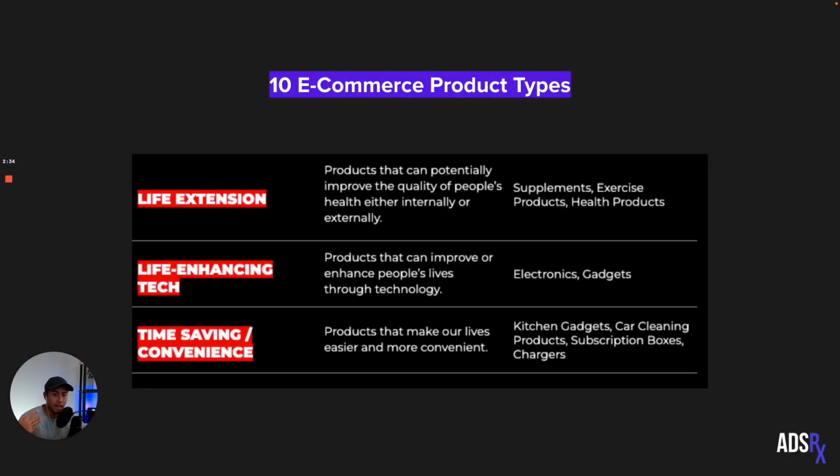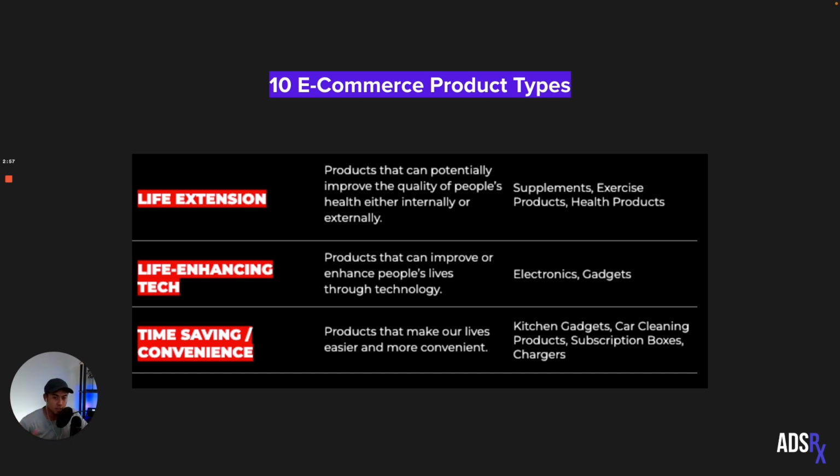Number 4 is life extension. These are products that will increase your livability, so to speak, will allow you to live longer or be healthier. Supplements, exercise products, health products. You're extending your life. If you use this product, you're going to live longer. You're going to be healthier, right? That's what we call life extension.